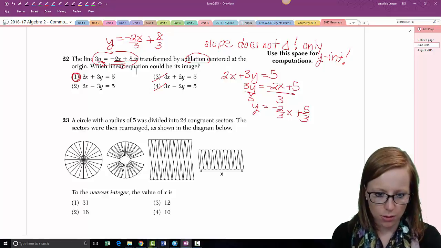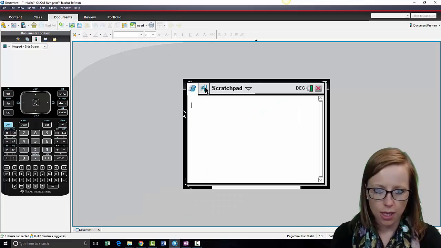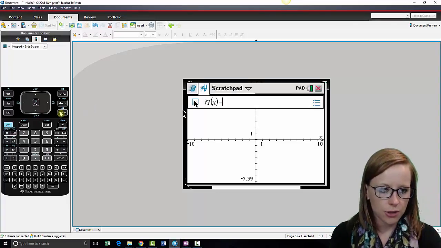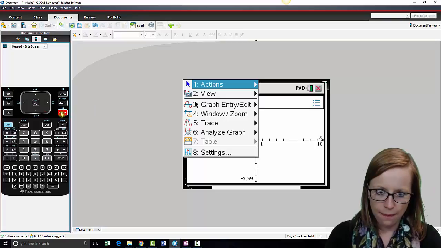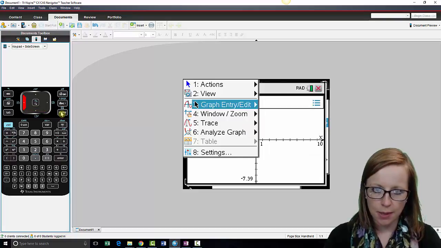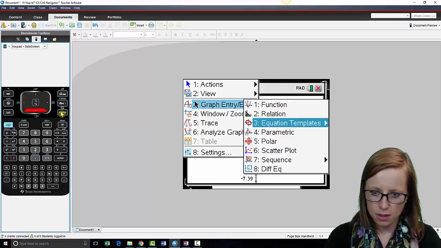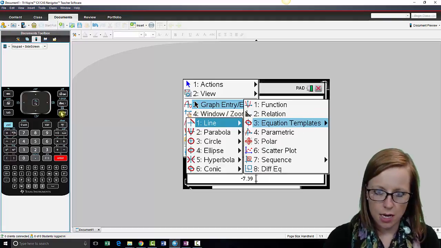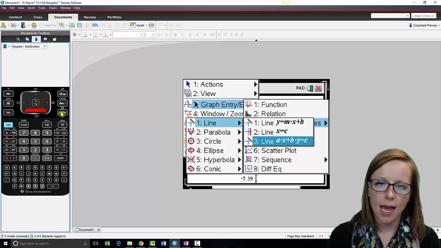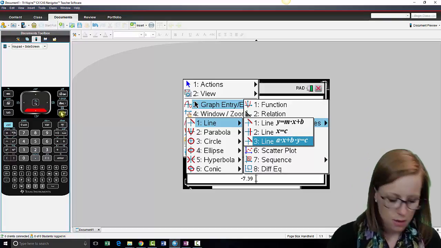Let me show you something cool on the calculator too. So I'm going to go to my fancy calculator. I showed you how to enter the circle, right? So we're going to go to Graph Entry Edit. So Menu 3. And we are going to type in an equation template of a line. Not in mx plus b, but in this kind: ax plus by equals c.